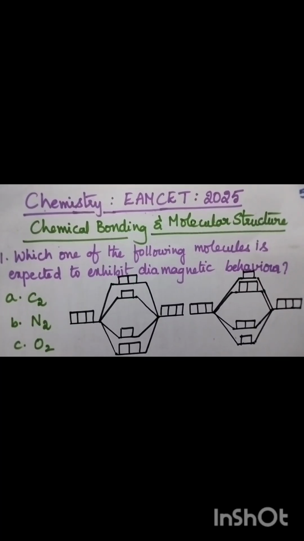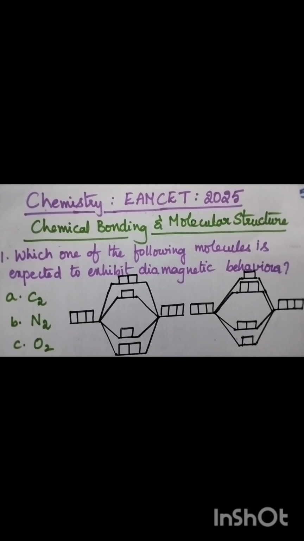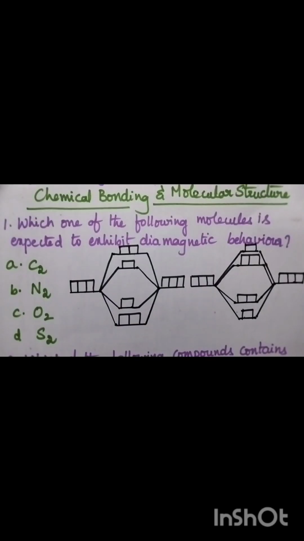In this video I am going to share chemistry EAMCET 2025 multiple choice questions based on chemical bonding. Which one of the following molecules is expected to exhibit diamagnetic behavior? Option A C2, B N2, C O2, D S2. Pause the video and try to answer the question.